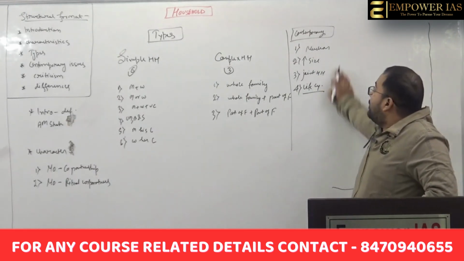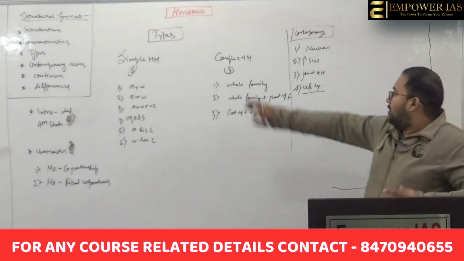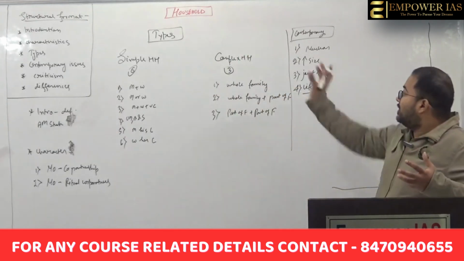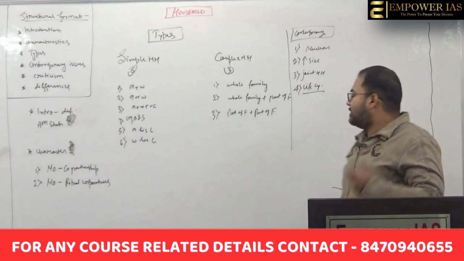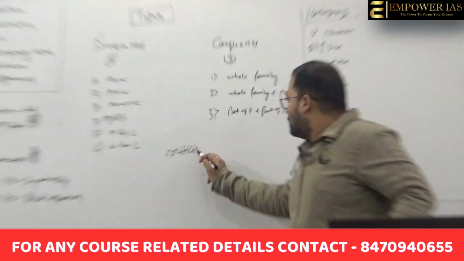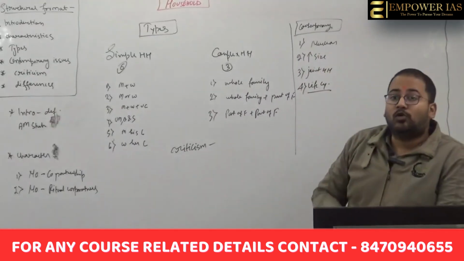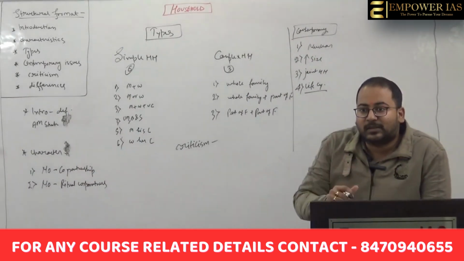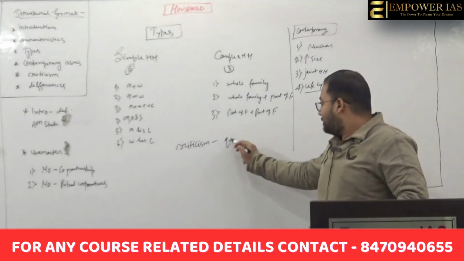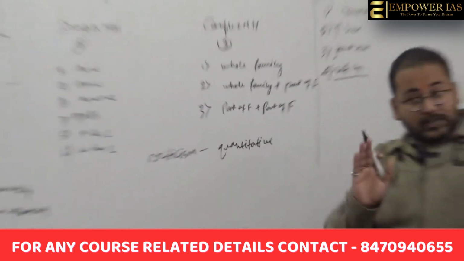These are the four things which we have to discuss in the contemporary issues. Now, what should be the criticisms of household theory? We have discussed all the things, so what should be the criticism of this point? In criticism we will discuss only two points. Criticism is also important. This whole theory talks about the quantitative aspects of the household. They are not talking about the qualitative aspects. This should be the first criticism.